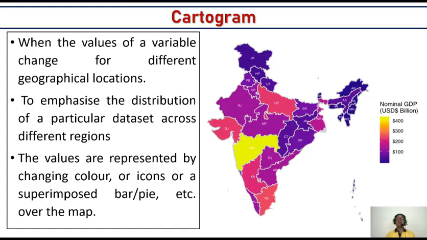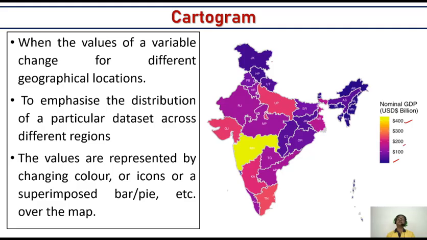Cartogram is actually a map where different geographical locations have different values. And we want to show them in the map, and sometimes we use color also in order to make them understand the variation. For example, here this is the GDP of different states of India, and the GDP is measured in billion US dollars. And then we have a small legend also, that if it is yellow colored, then it is having a GDP of more than $400 billion. And then for 300, we have this color. And then the 200 and something, and 100 or less than 100 is blue color.